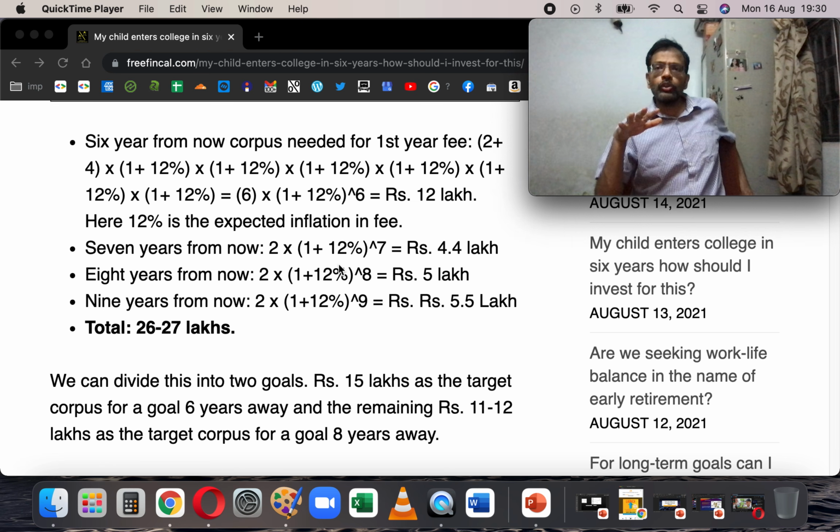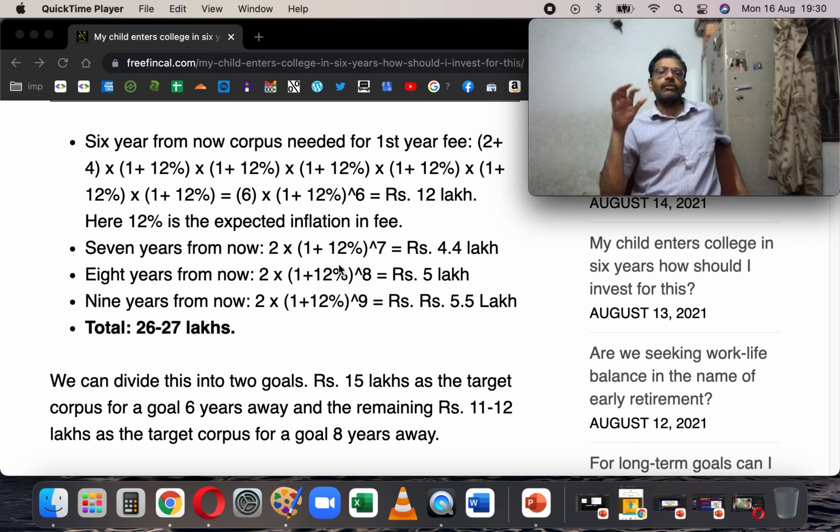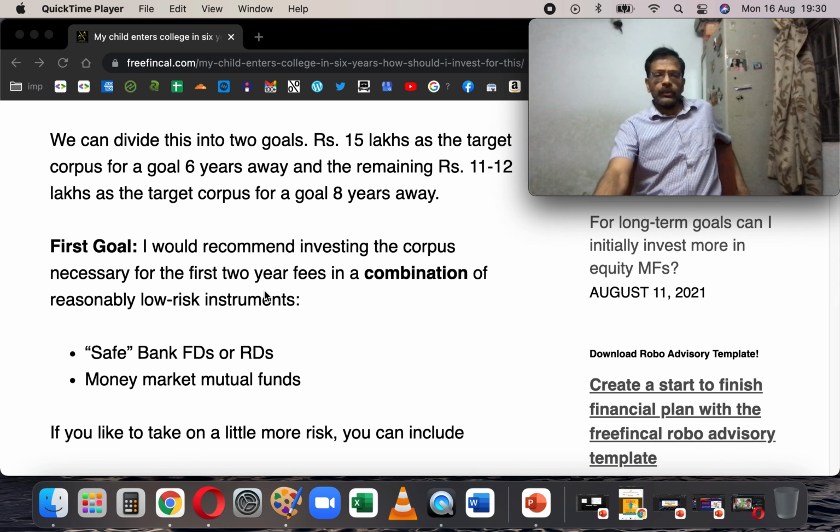So we'll divide this into two goals. We'll assume that we will need 15 lakhs or so for the first 2 years, that is 6 years' time for that. And then the remaining 11 to 12 lakhs we will assume is the target corpus needed after 8 years for the last 2 years.